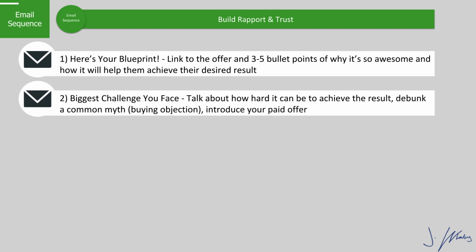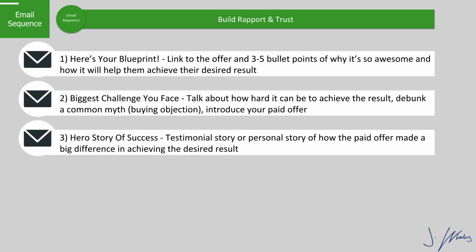Then the second email, you can go in and talk about the biggest challenge you faced or they're going to face. Talk about how hard it was to achieve the result. And then if you have any myths or any buying objections, you can start handling those objections or debunking some myths to separate you from everyone else in your marketplace. It's a really great way to build trust and rapport when you say, I know everyone says to do this, but actually if you do that, here's why it's going to sabotage your success, and here's a better way. Of course, it does actually have to be a better way. It doesn't work if you just make something up.